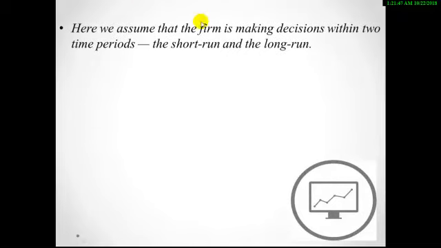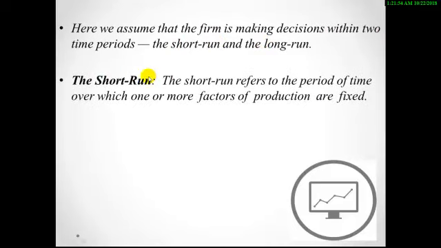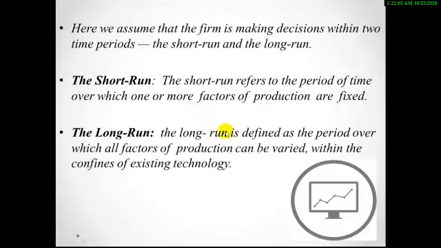Here we assume that the firm is making decisions within two time periods, the short run and the long run. The short run refers to the period of time over which one or more factors of production are fixed. The long run is defined as the period over which all the factors of production can be varied within the confines of existing technology. In the long run, all factors are variable.